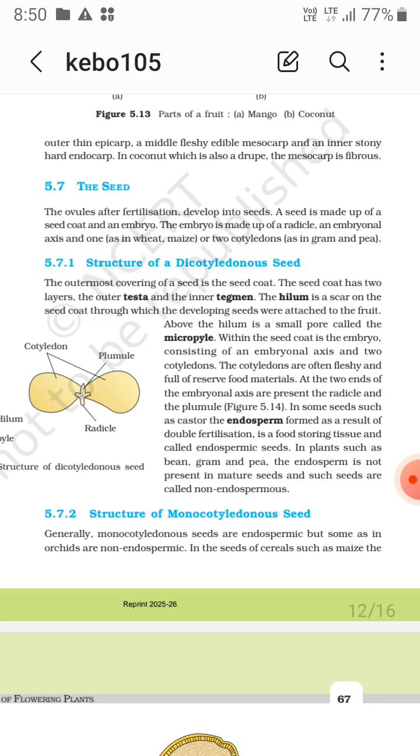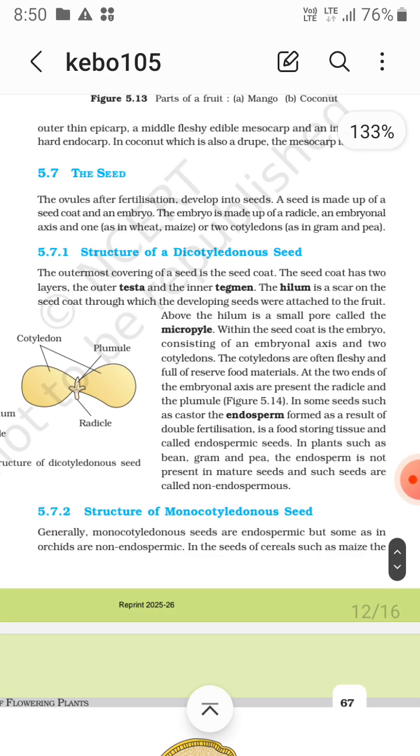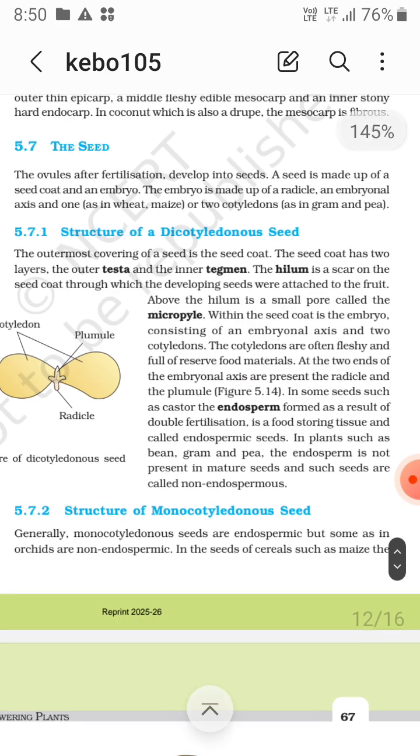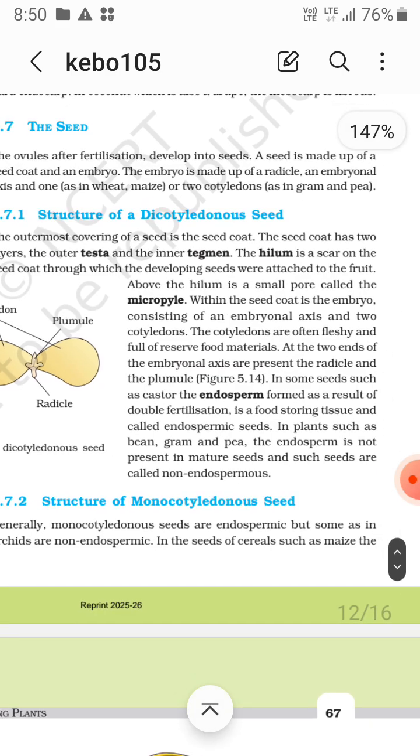Now, above that hilum is a small pore called the micropyle. What is hilum? Hilum is a scar on the seed coat through which the developing seeds were attached to the fruit. Now, within the seed coat is the embryo, which consists of an embryonal axis and two cotyledons.